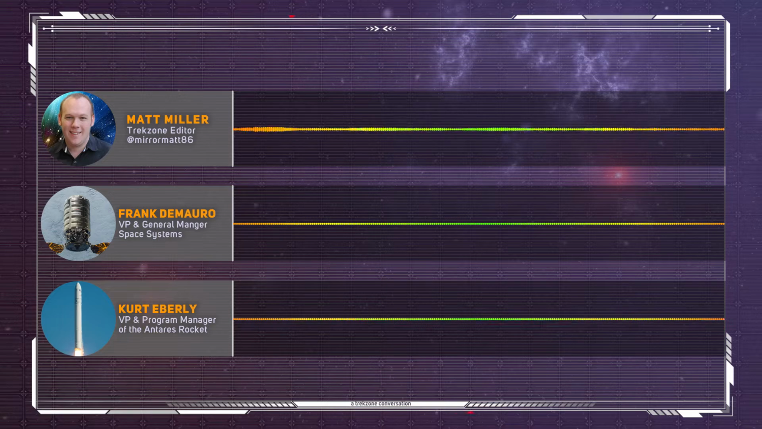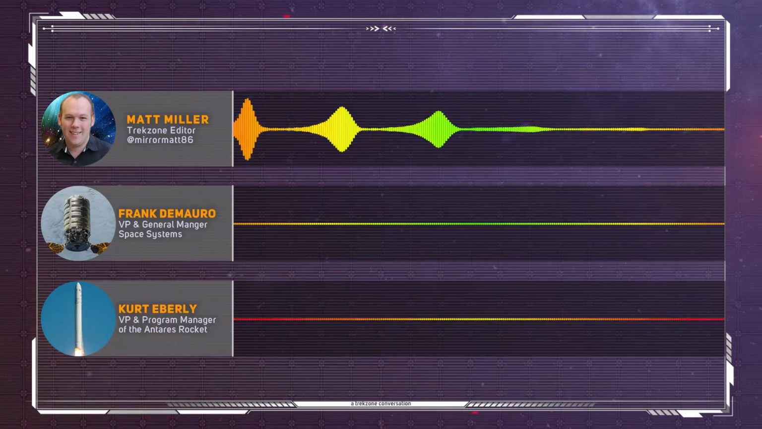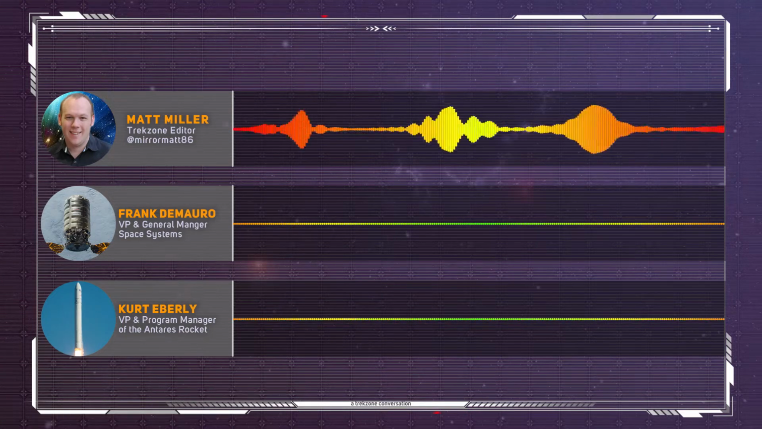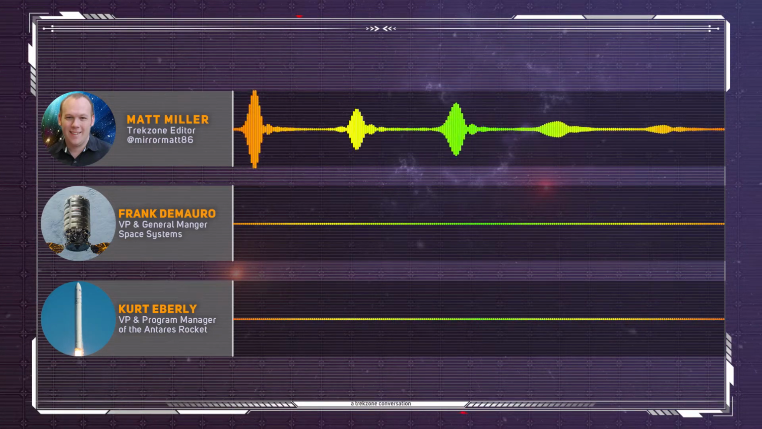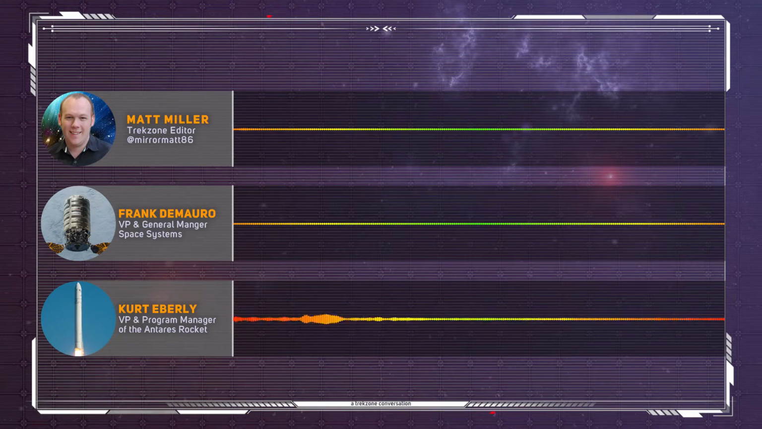Well, this weekend, as we've touched on, it's an upgraded Antares set to launch with the new Cygnus to the space station. What does this latest model do differently to previous designs? The most important thing is we're increasing the mass to orbit capability of Antares.